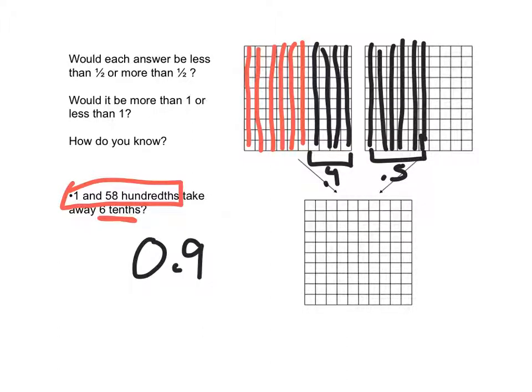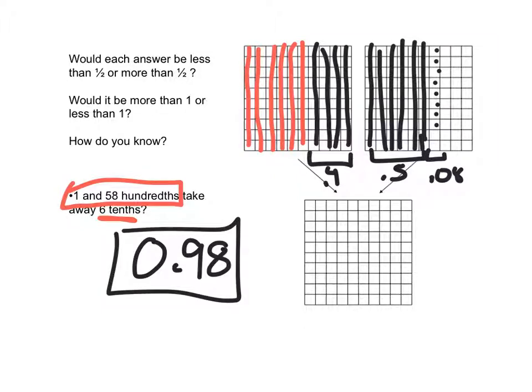And now I'm going to add in my hundredths, and I'm just going to still use black. I need to get to 58, which means I'm going to add in 8 dots. So in the end, I added 8 hundredths, which I'll add here. So now my answer would be 98 hundredths. You could do the same model of taking away, but this is just another way to look at subtraction, another tool.